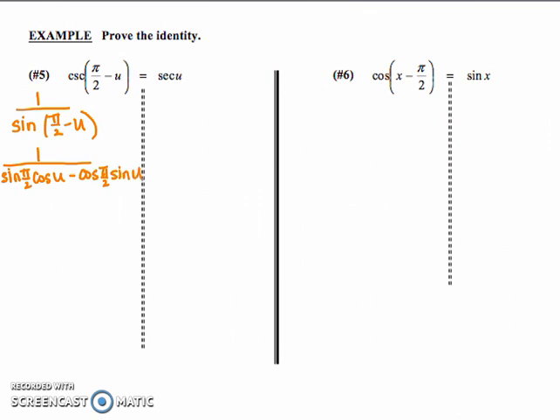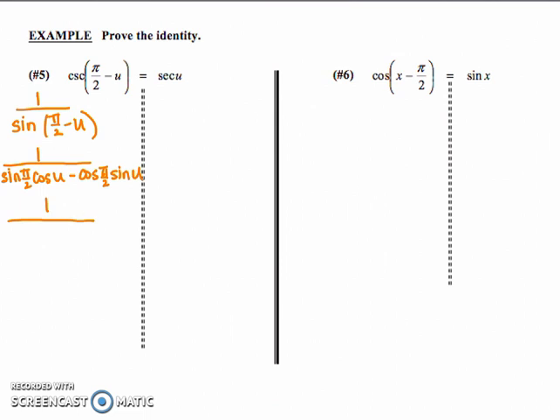sine of u, okay? And now I can do a little bit of simplifying, because sine of pi over 2 and cosine of pi over 2 in that expression are known values. So let's see here. I've got 1 over sine of pi over 2.